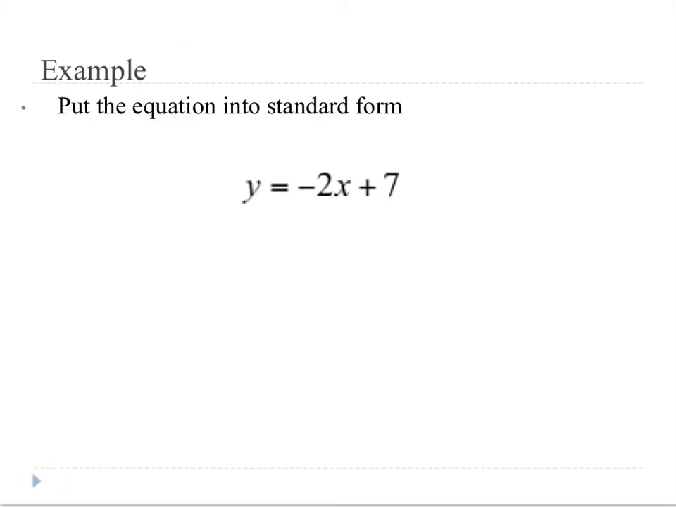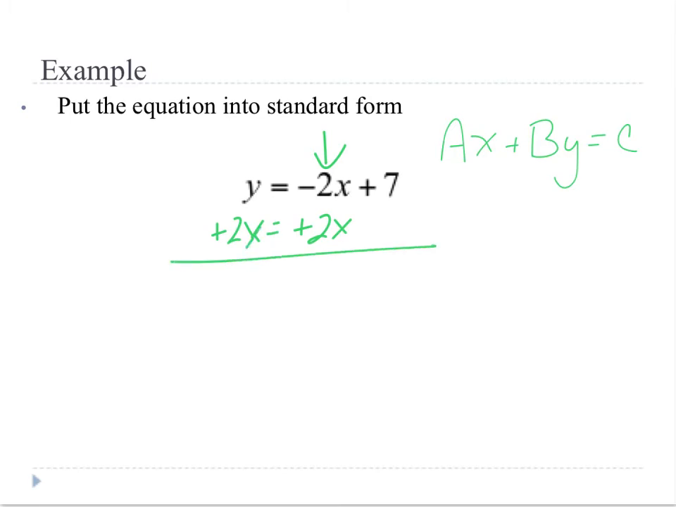So let's look at this example. We need to put it into standard form. So we want it to look like ax plus by equals c. If we want ax first, right now our ax is on the right-hand side, and we need to move it to the left. Let's do that by adding the 2x term to both sides. So I now have 2x plus y. Those cannot be combined because they have different variables, so they're not like terms. This canceled, so I'm left with 7. So 2x plus y equals 7.